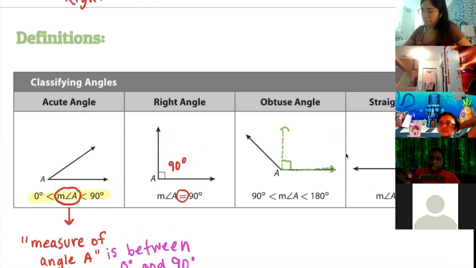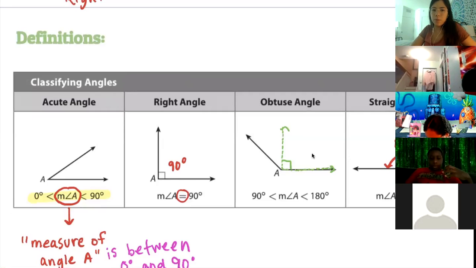And for the straight angle, the measurement of the angle is equal to 180 degrees. Exactly, is equal to. So this whole thing is 180 degrees. Cool? Any questions on acute, right, obtuse, or straight angles? Nope.